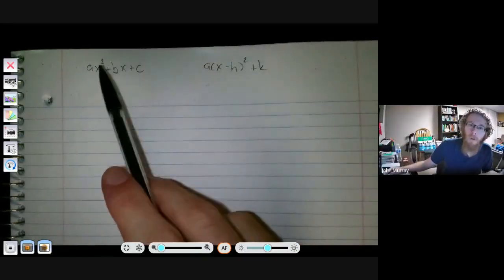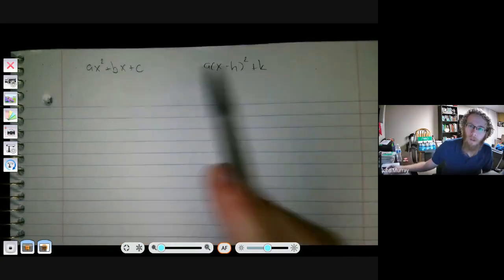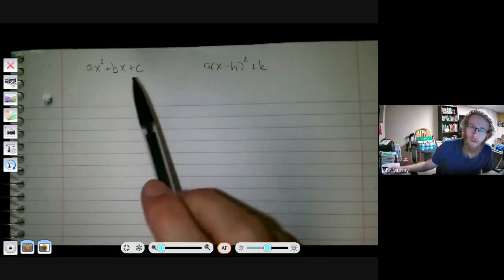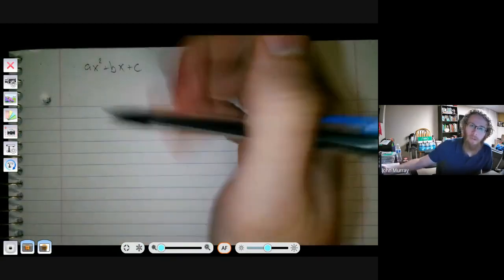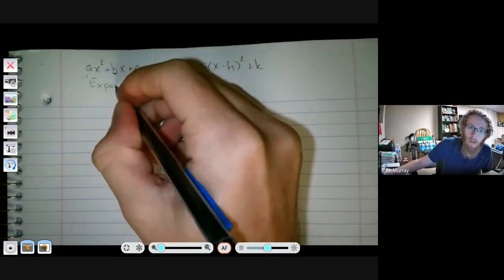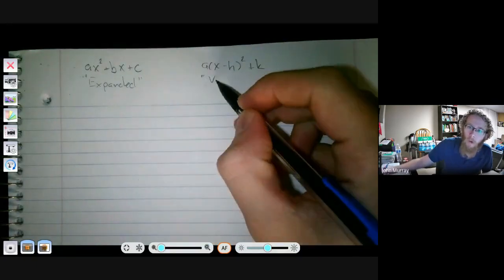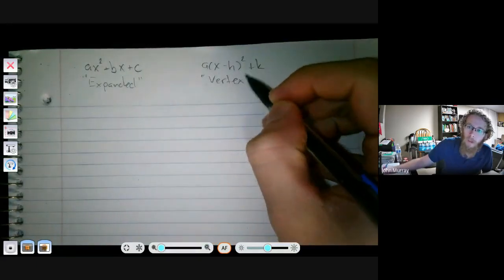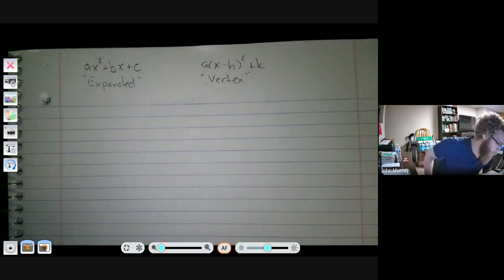All right, so yesterday we learned about the two forms of quadratics. Here we had our, we'll call this from here on out, the expanded form, okay, and we'll call this vertex form. I'll stay away from using standard because it switches back and forth.